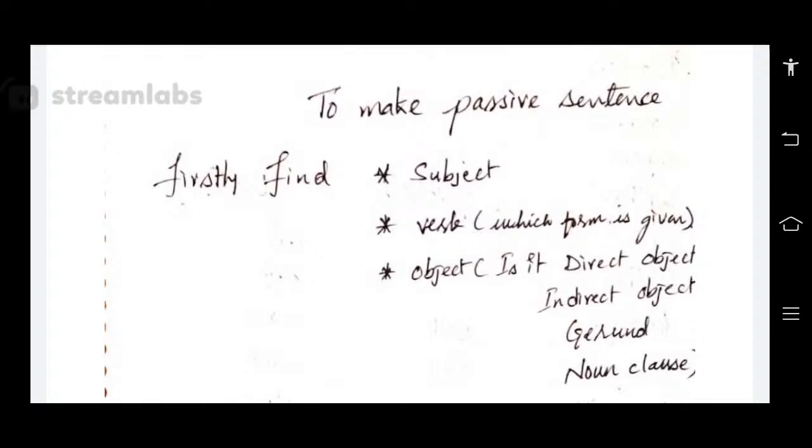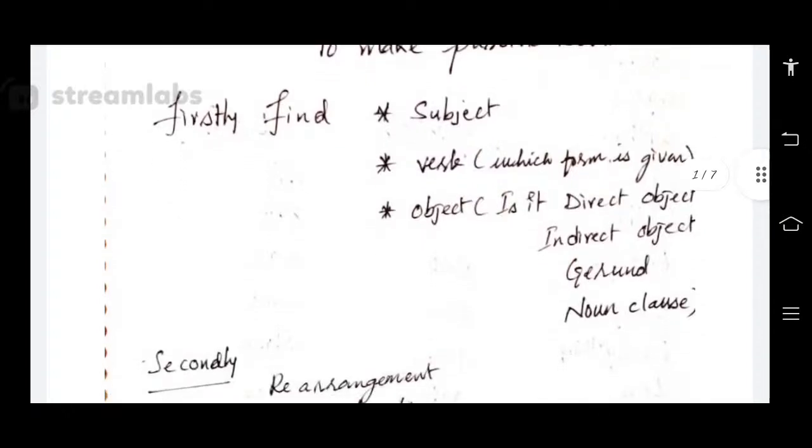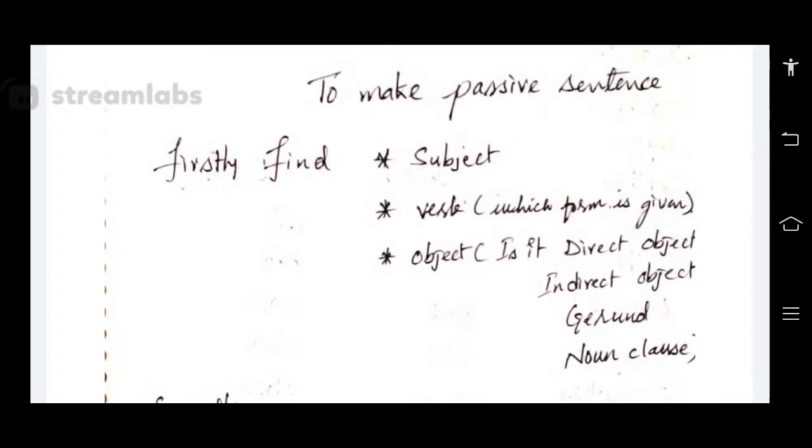First let me give an explanation. To make passives, firstly find the subject, verb, object, and in the verb place, which form of the verb do we have? And in the object place, I wrote it down: direct object, indirect object, gerund, noun clause. In the object place, do we have a direct object or indirect object or gerund or noun clause? Because it is based on the object.